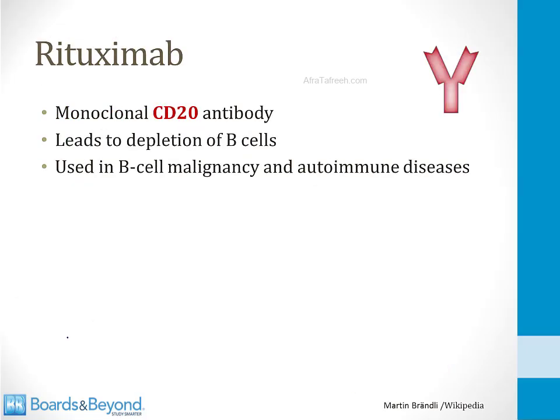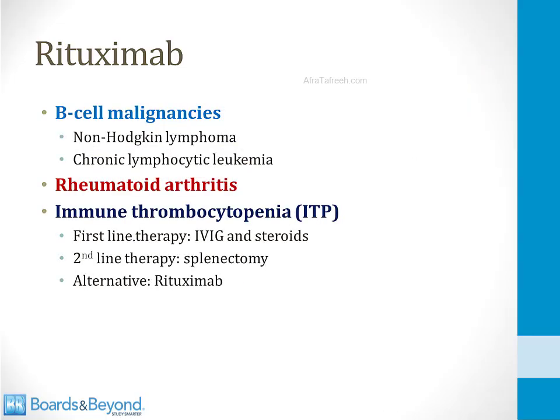Our next drug is rituximab, which is a monoclonal CD20 antibody. It binds to the CD20 surface marker on B cells and leads to the depletion of B cells, and this is beneficial in B cell malignancies and also in some autoimmune diseases where B cell proliferation leads to overproduction of antibodies. Some of the B cell malignancies where rituximab has been used include non-Hodgkin lymphoma and also CLL. The autoimmune disorders where rituximab is sometimes used include rheumatoid arthritis and also ITP.